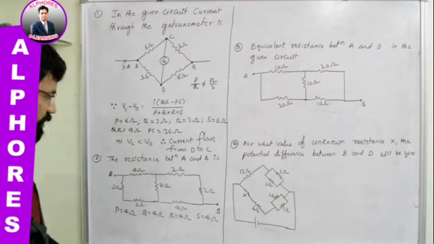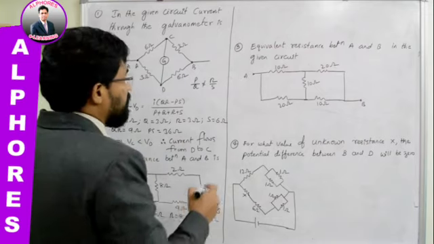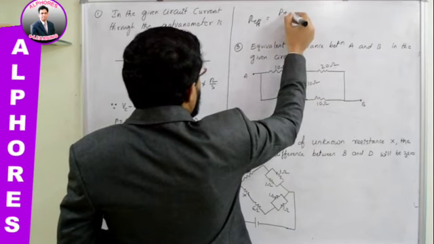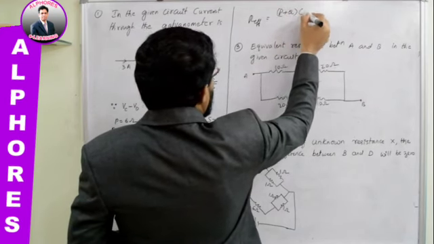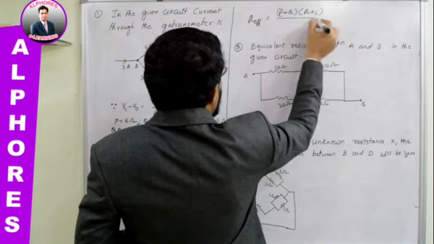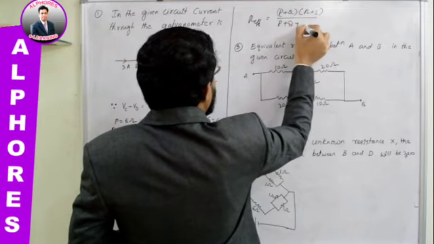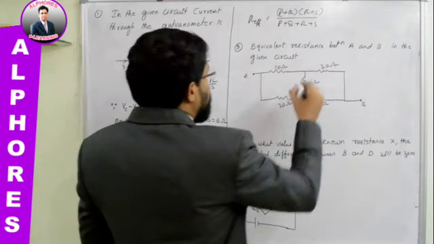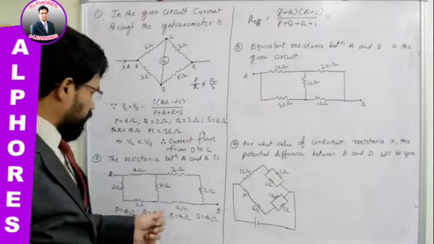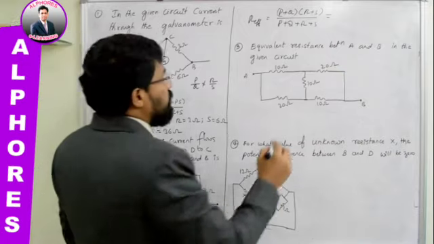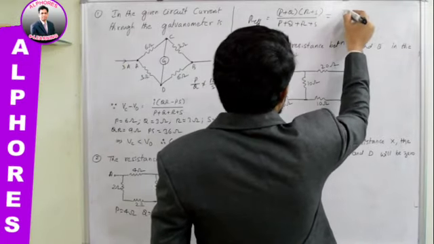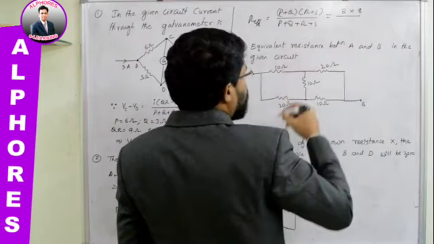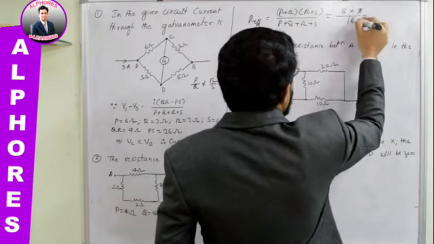If the bridge is balanced, what is the effective resistance equation? R effective is equal to P plus Q into R plus S by P plus Q plus R plus S. We have seen this one, we have derived that. P, Q, R, S, all are 4 ohms only. So what you can write, 4 plus 4, 8 into 4 plus 4, 8, by 4 plus 4 plus 4 plus 4, how much? 16. So what you will have?